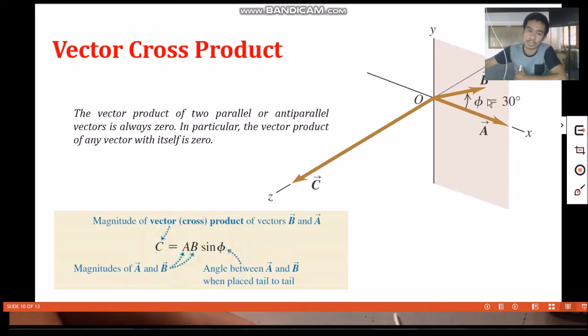So here are the two given vectors. A and B lie on the same plane, and vector C is the cross product of vector A and vector B. Vector C is perpendicular to the plane, and also perpendicular to vector B and to vector A. The magnitude of the vector cross product, C, is the product of the magnitude of A, the magnitude of B, and the sine of the angle between vector A and vector B.